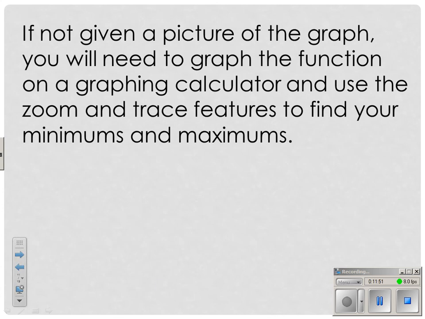If not given a picture of the graph, you're going to need to graph the function on a graphing calculator and use the zoom and trace features to find your minimums and maximums. That's something we could probably go over together as a group if you do not know how to punch that in and use those zoom and trace functions. So bring that up in class tomorrow and we can discuss that one as a group.